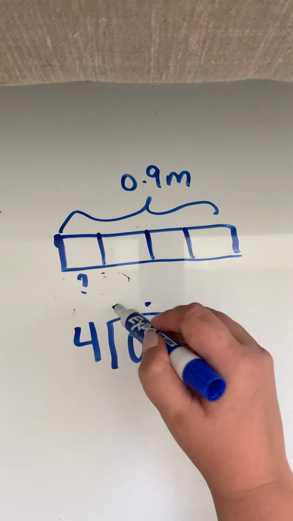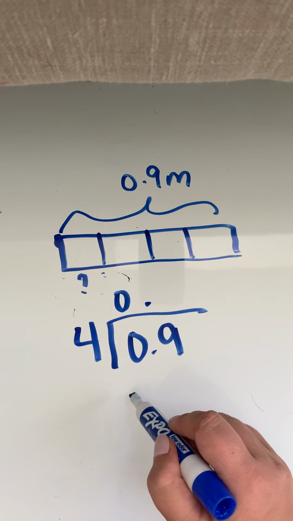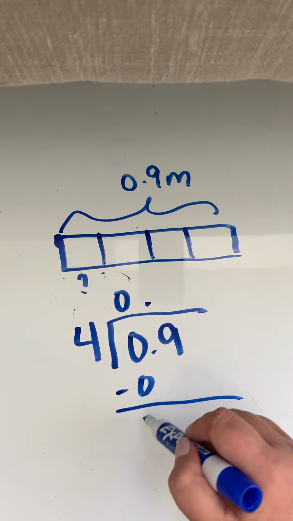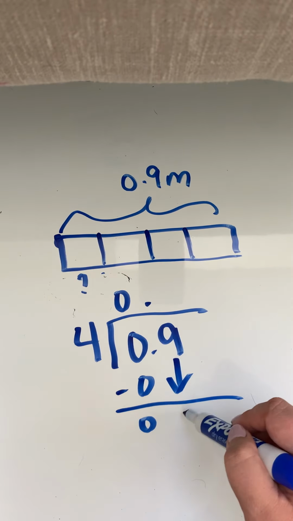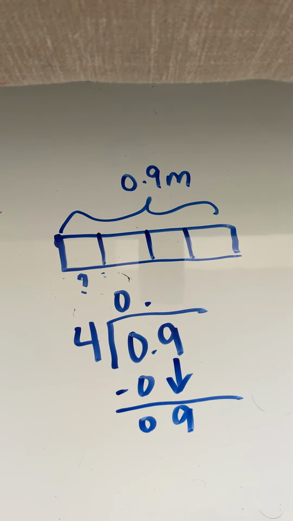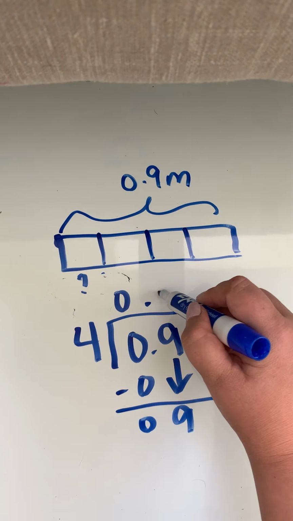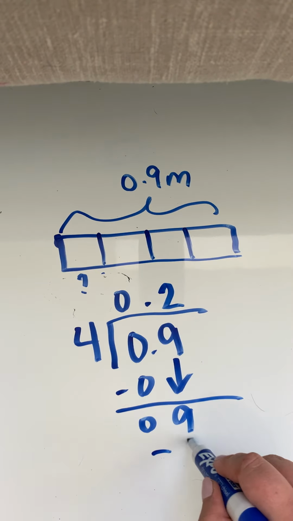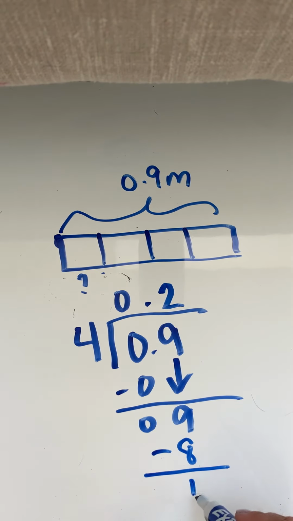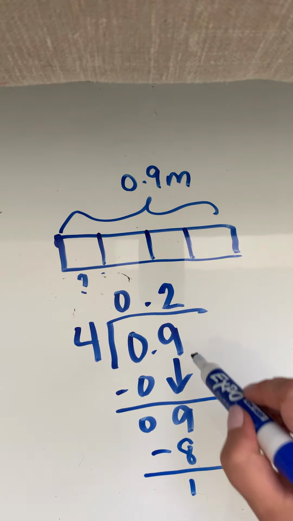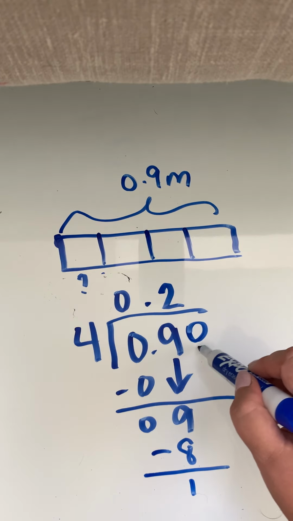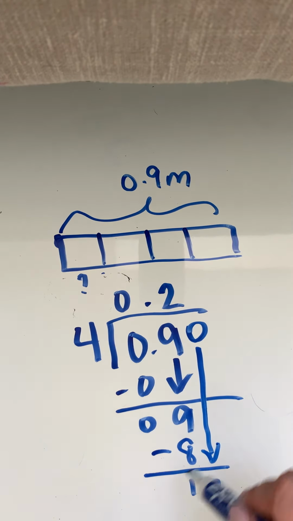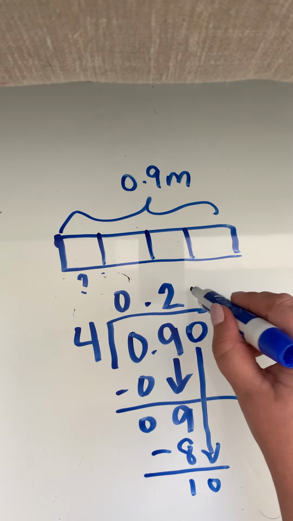Now I know that 4 times 0 is 0. So I'm going to bring down my 9. 4 times what gets me close to 9? 2, excellent. That gives me 8. Now remember, I can't leave with a remainder, so what do I need to put right here? A 0, excellent. 4 times what gets me close to 10? Another 2.